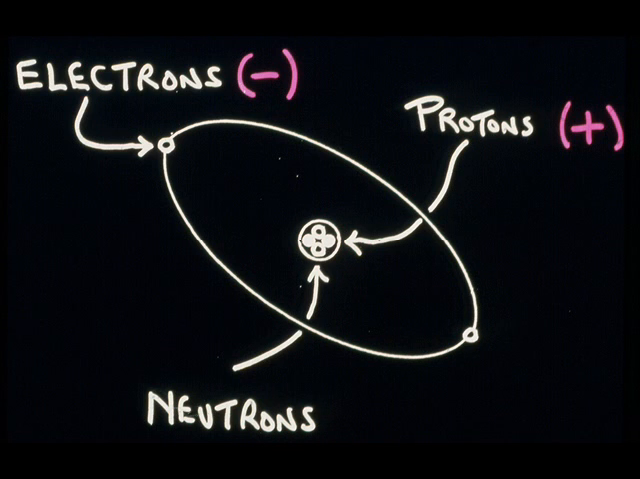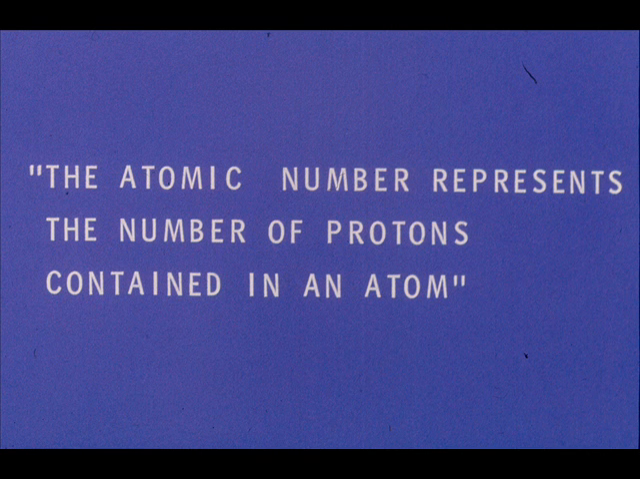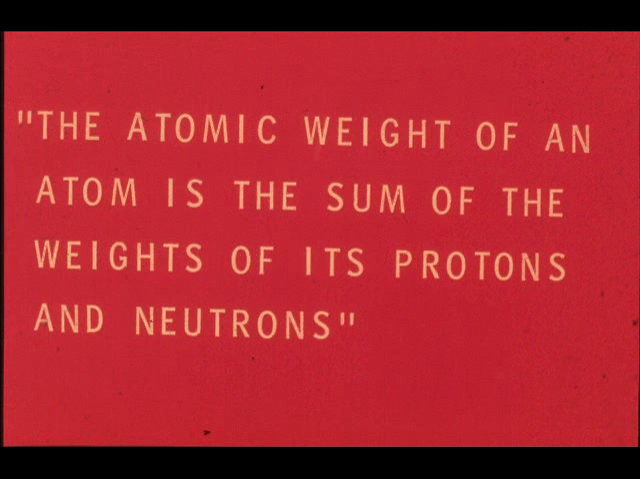The atom is electrically neutral, since the positive protons and the negative electrons are equal in number. The atomic number represents the number of protons or electrons contained in an atom. The atomic weight of an atom is the sum of the weight of its protons and neutrons.